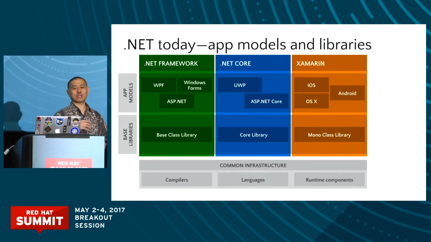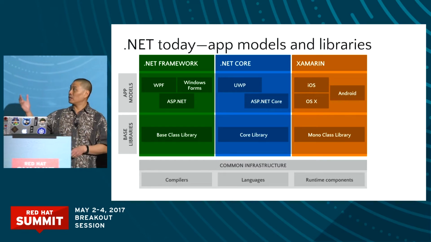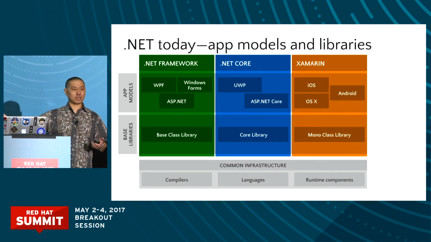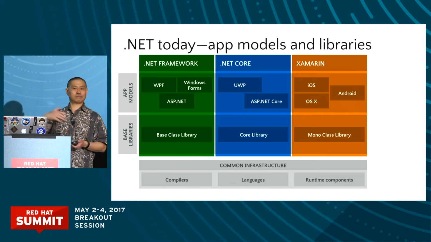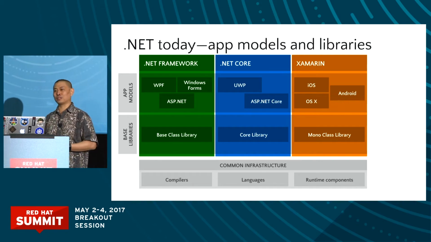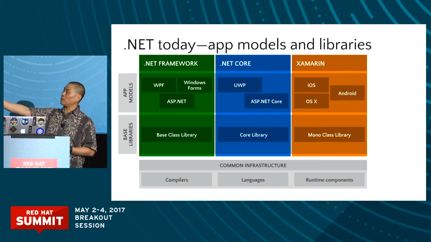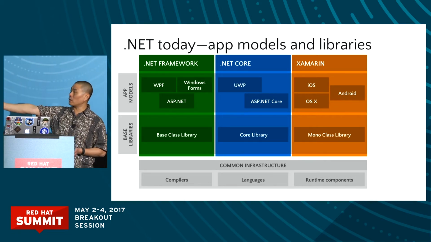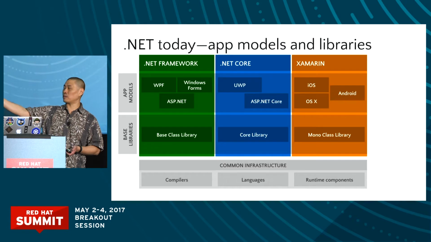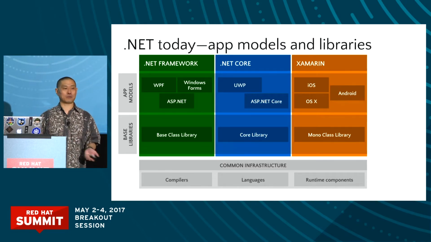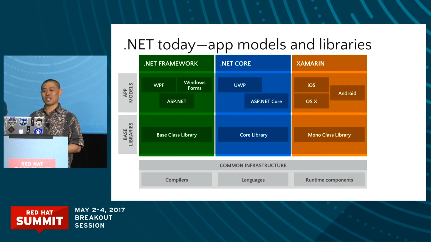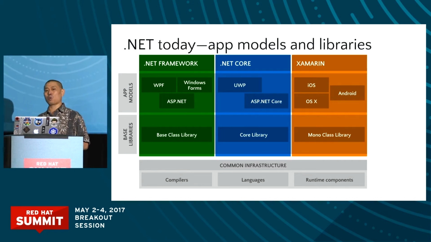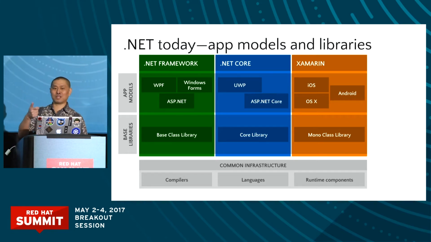And then when you look at the app models and the libraries, since .NET Framework is our historical, our legacy piece, we have a huge base class library. Kind of write apps for anything, do pretty much everything in that particular framework. If you look at Xamarin, the Mono class library is essentially the same as the base class library, right? So you get the full library set. The middle one, which is the one we care about, the .NET Core component, has a much smaller core library. So the overlap is much smaller.